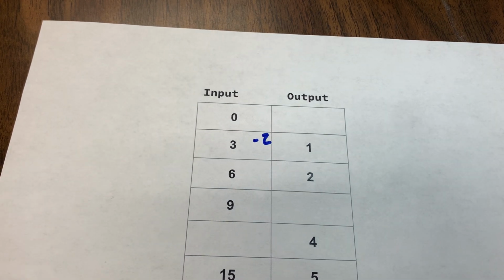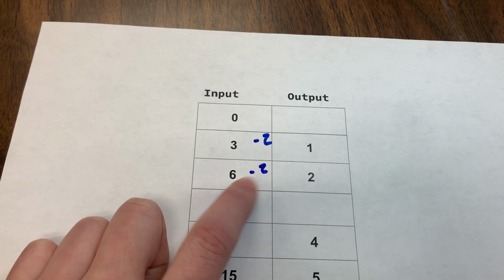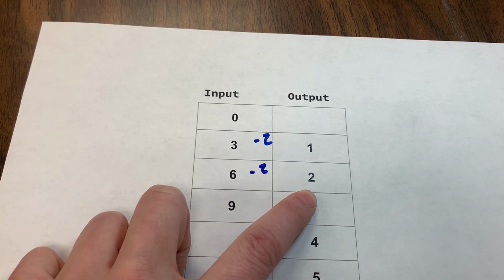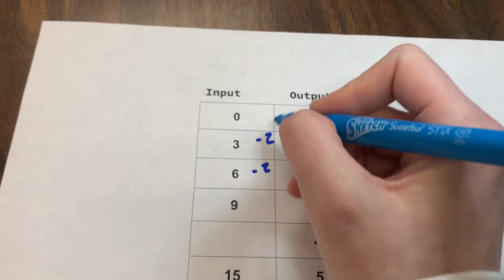Always try it on another to make sure it's the correct pattern, because if it's wrong on a different one, then it's not the right pattern. So we're going to try 6 minus 2. 6 minus 2 is 4, but that's not what the output is. So this is the wrong rule. We need to try something else.